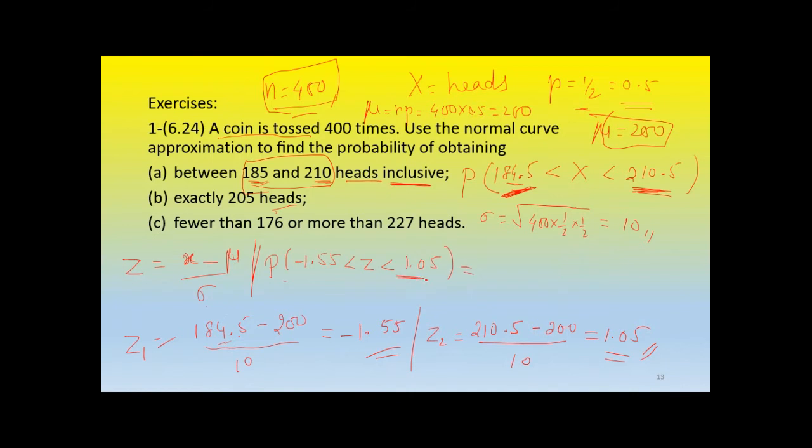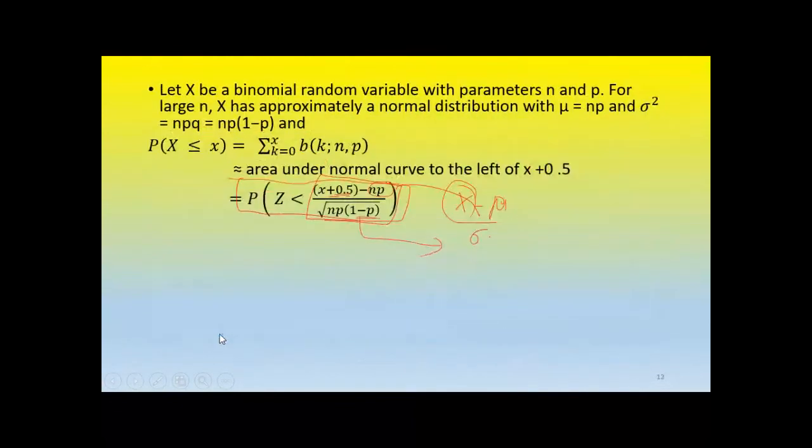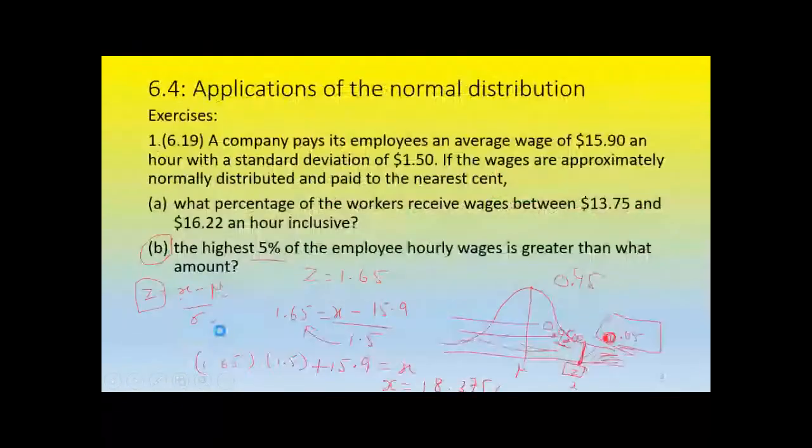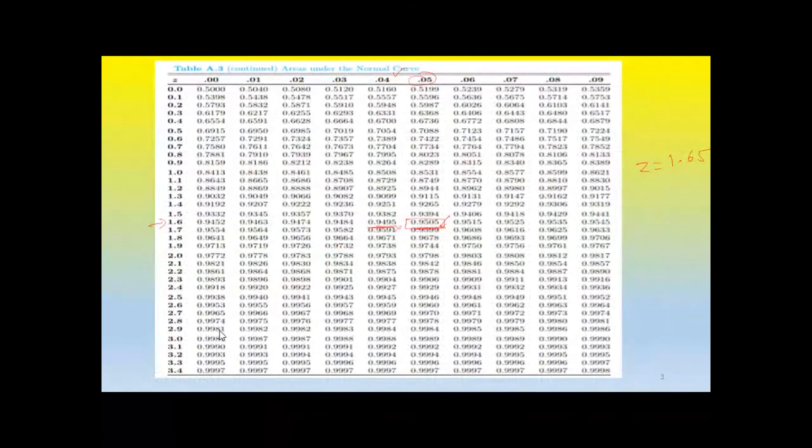So the area left of 1.05 from the table. What is the area from the positive Z distribution? Should have been that here, right? 1.05. Where is 1.0? It is here. 0.05 is in this column. You will get it: 8, 5, 3, 1. First one is 0.8531. This is the area.